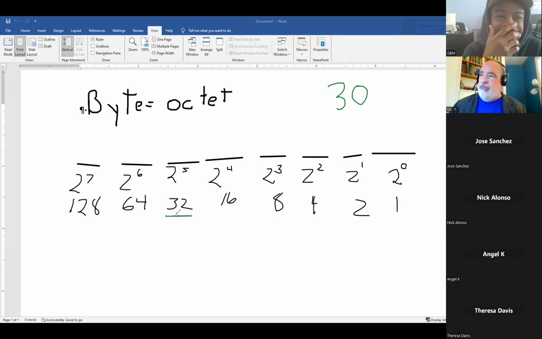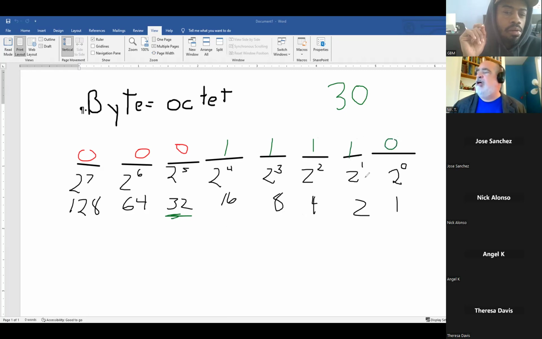So we can't start with 32. That's too big. So we know that these, actually, let me put those in red. So that's going to be off. This is good. That's off, off, off. But what we can do is turn on 16 and add 8 to it, right? 16 and 8 is 24. Then we can add 4. That makes 28. We can add 2. That makes 30, and we're done.